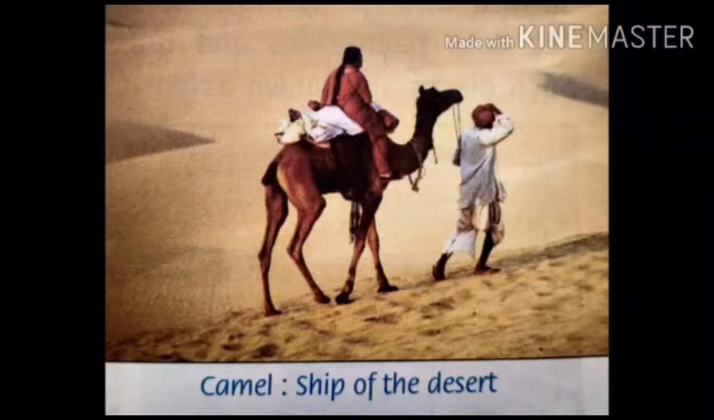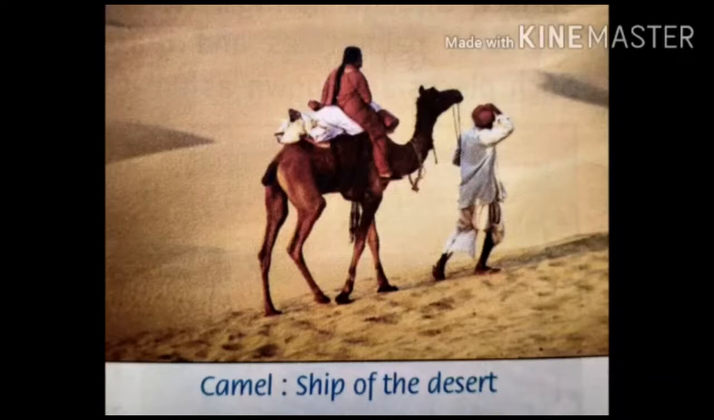Camel is a very useful animal in the desert. It is called the ship of the desert. It can walk easily on the sand and stay for days together without drinking water. It also provides milk and meat. Camel hair is used to make clothes and its skin is useful to make tents and some leather products.